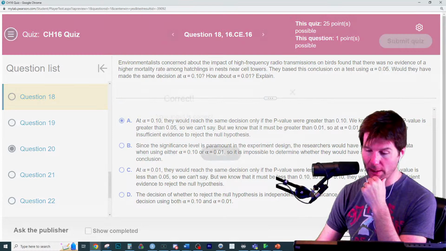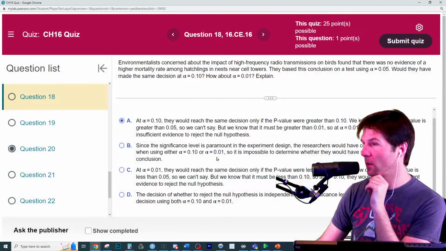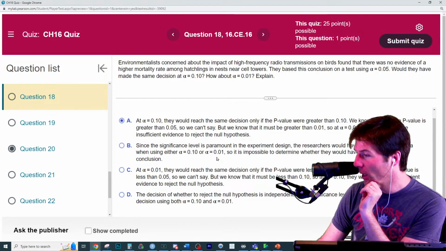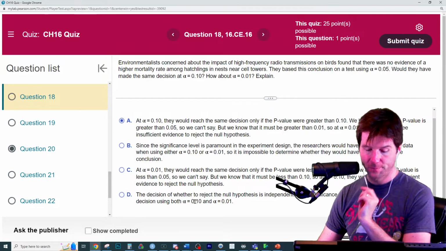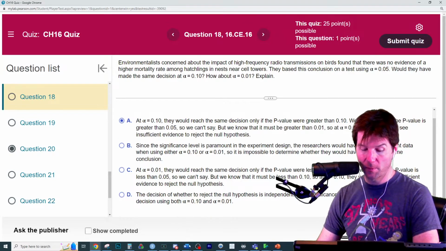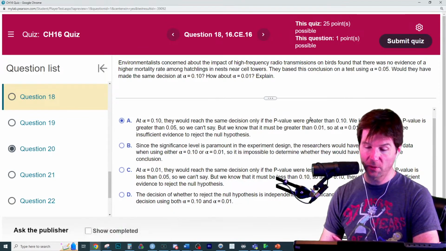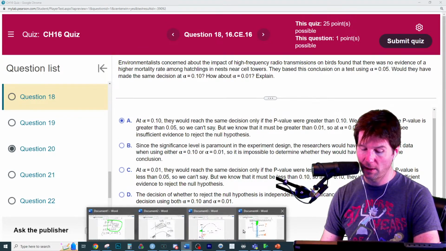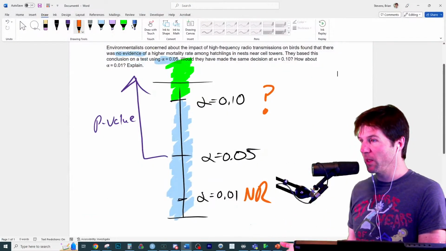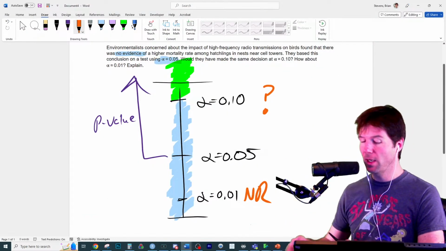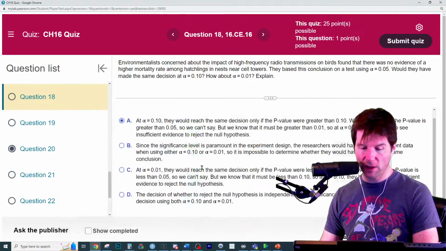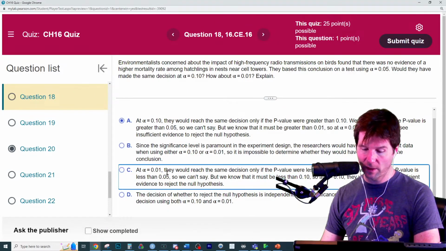Wow, it's such a wordy answer. Yep, there's the answer right there. They would reach the same conclusion only if it was this. Well, true, we don't know what the p-value is. We only know it's greater than 0.05. And so the key wording right there is they say less than, which is right there.